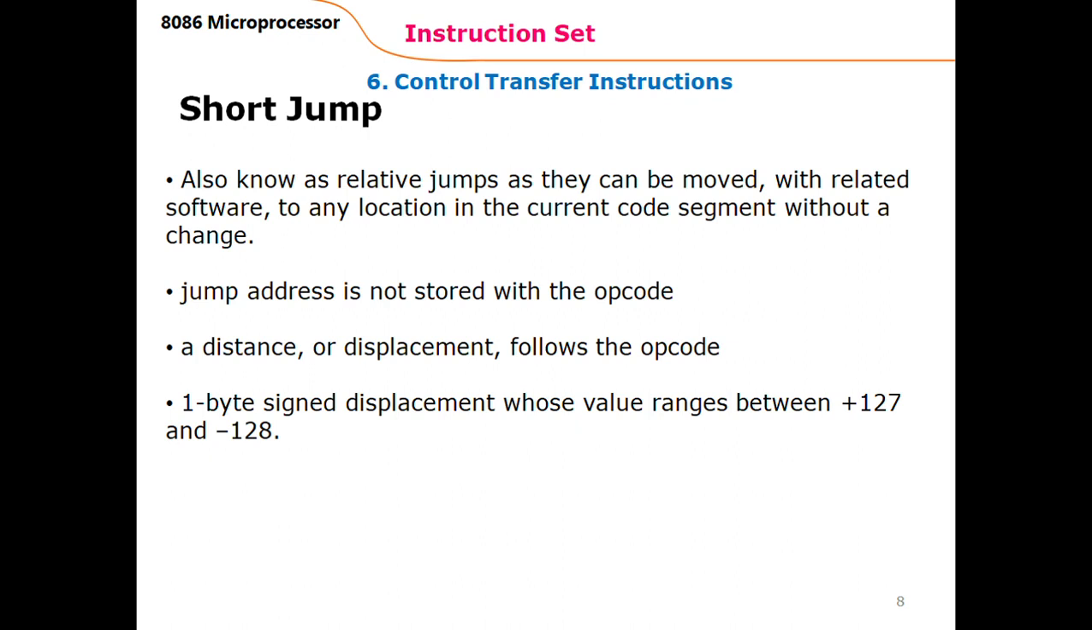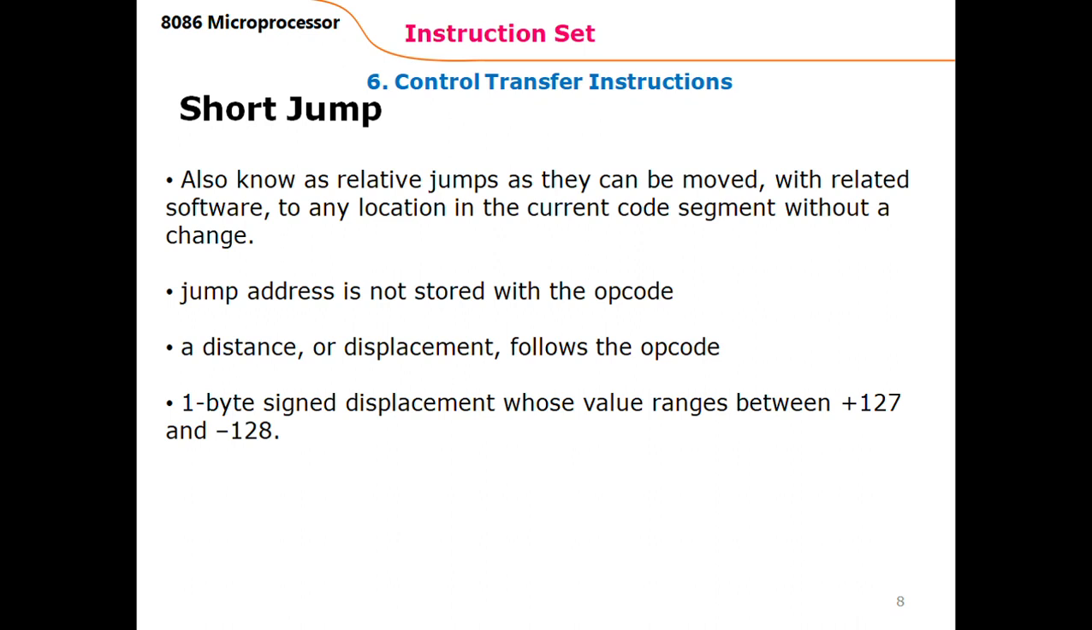Now, more about the short jump and these 3 types of the unconditional jump. Short jump is also known as relative jump, as it can be moved along with the related software to any location in the current code segment without a change. Each time this jump happens, it happens relative to the existing location of the jump instruction. So that's why this jump is also called relative jump.